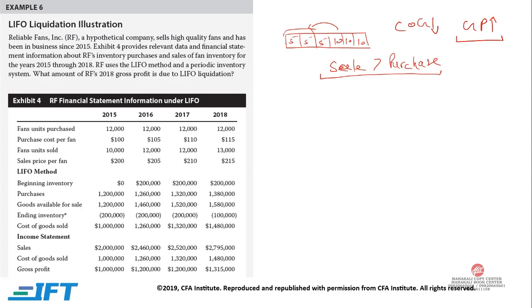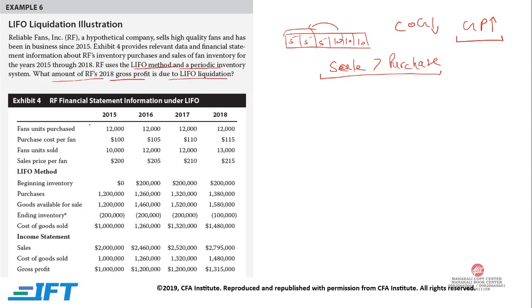Now over here, Reliable Pants, a hypothetical company, sells high quality pants and has been in business since 2015. Exhibit 14 provides relevant data and financial statement information about Reliable Pants' inventory purchases and sales of pants inventory for the years 2015 through 2018. Reliable Pants uses the LIFO method and the periodic inventory system. What amount of Reliable Pants' 2018 gross profit is due to LIFO liquidation?